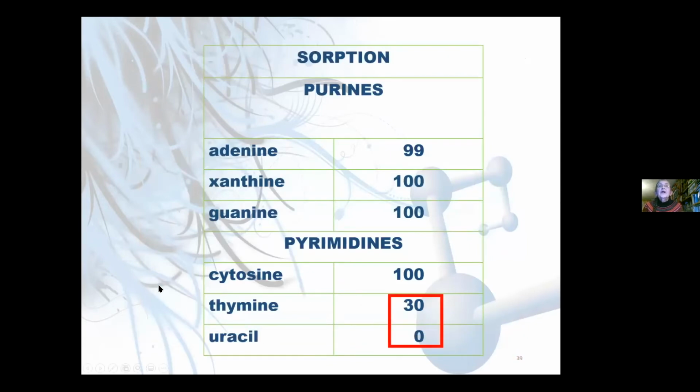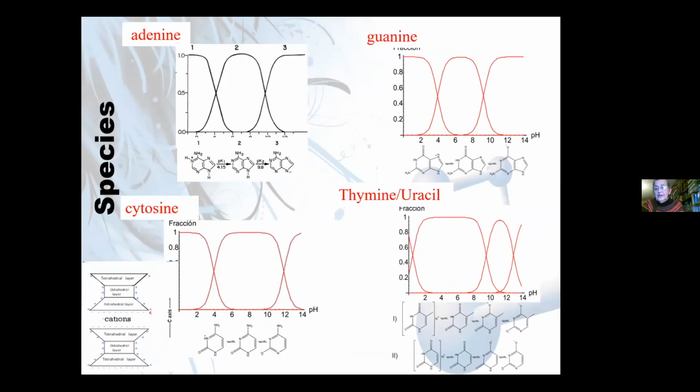This table summarizes some of the results with purines and pyrimidines. As you can see, adenine, xanthine, and guanine, in general purines, are almost 100% adsorbed on the clay. But it's not the case with pyrimidines, with the exception of cytosine, that is adsorbed 100%. Thymine and uracil are little adsorbed or not adsorbed at all. These results can be explained by the species that are present according to the pH.